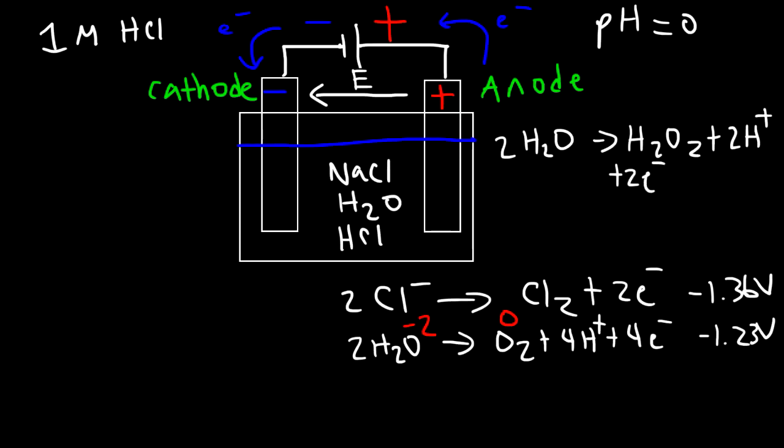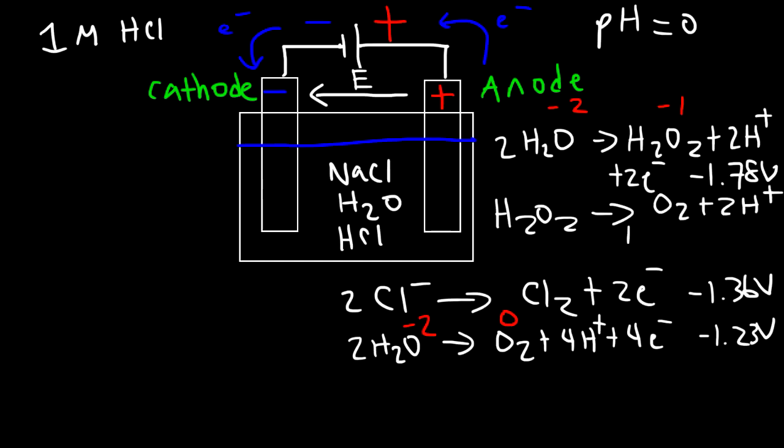And the cell potential for this reaction is very high. It's negative 1.78. So it's much higher than this one. That's the first step. The oxidation state of oxygen in hydrogen peroxide is -1. And then in the next step, hydrogen peroxide gets oxidized into oxygen gas. And the cell potential for that is negative 0.68 volts. So the second step is relatively easy, but the first step is a lot more difficult.